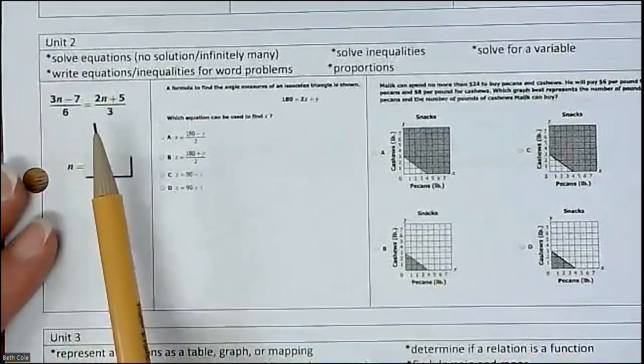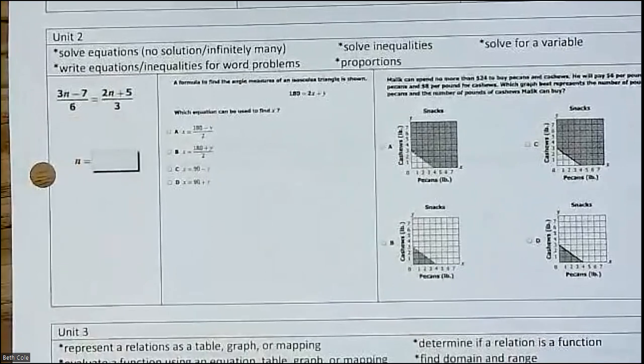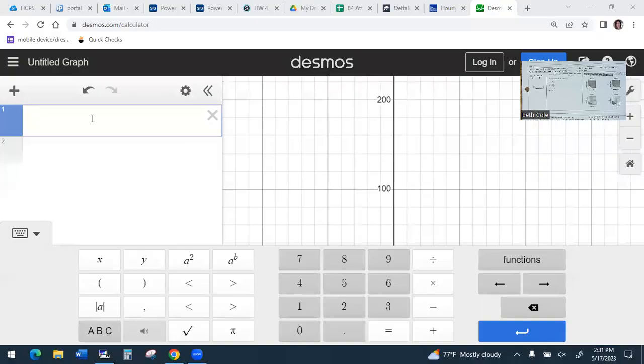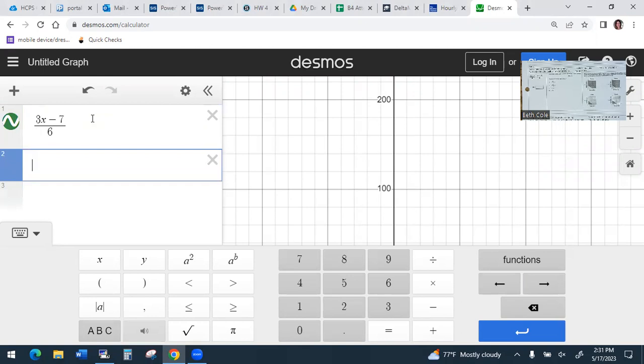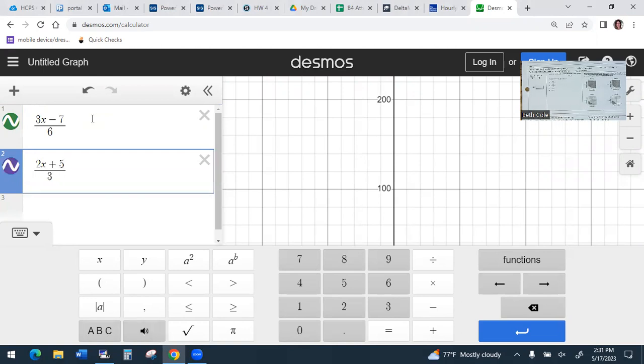Your calculator will do a lot of this for you. Do you see this first one? I'm going to type it in. I know this isn't super interesting, but I need for you to watch. All right, what was the first side? 3n -7/6. Now I'm going to have to type x to make it work. So I typed 3x -7/6. I'm going to come down to the next box and I'm going to type the other stuff. What was it? 2x. I know it says n there, but plus 5/3. Do you guys see that?